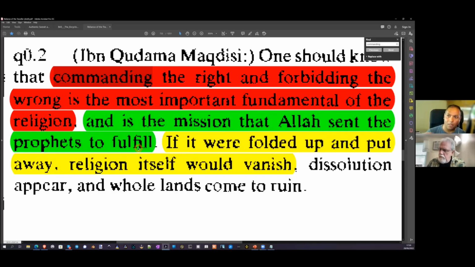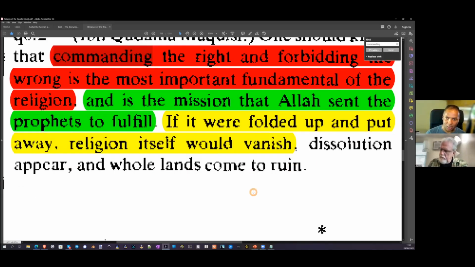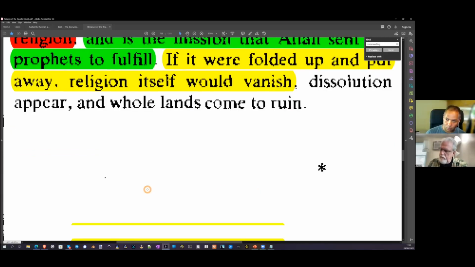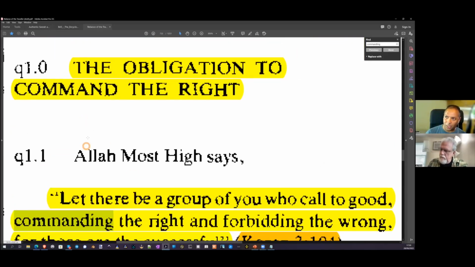Islamic logic. But it says here, if commanding the right, or in other words, telling people what to do, were folded up and put away, Islam itself would vanish. It would have no purpose. Without commanding the right, Islam would have no purpose. Dissolution would appear and whole lands would come to ruin. So Islam would vanish, dissolution would appear, and whole lands would come to ruin. So, right. There is the obligation to command the right.